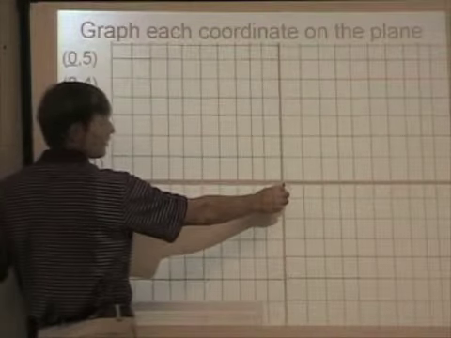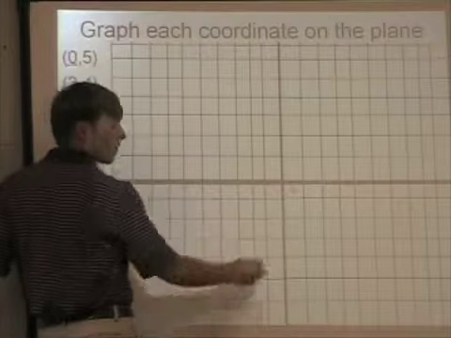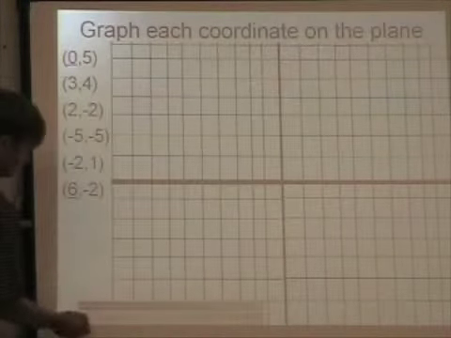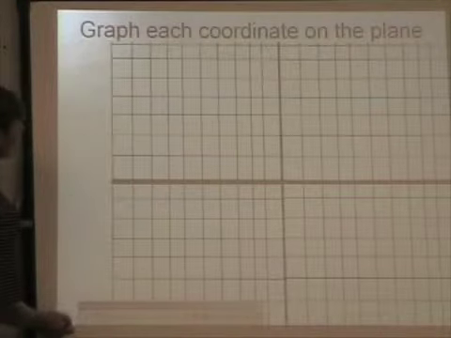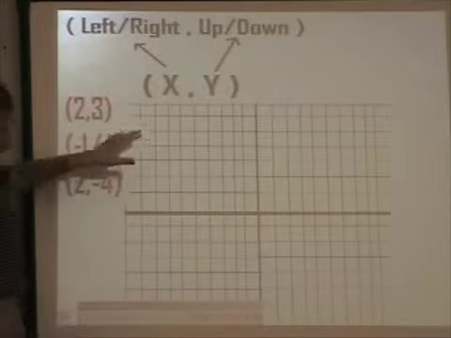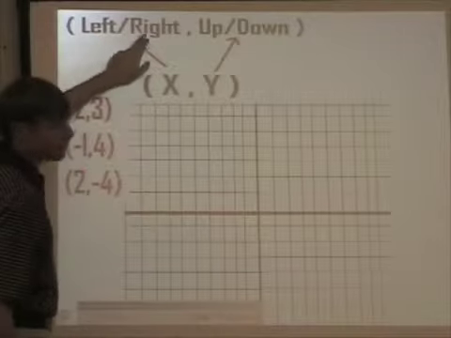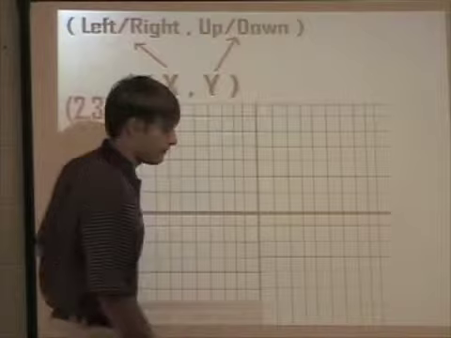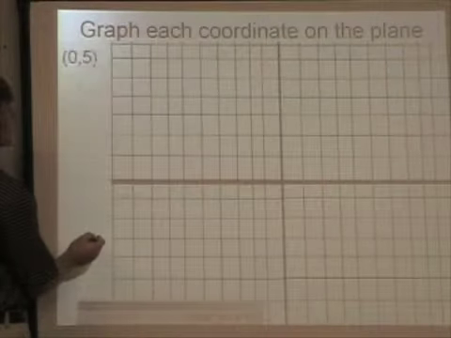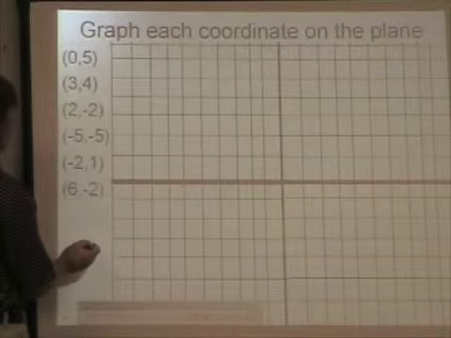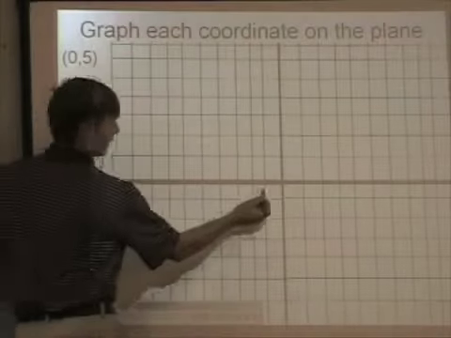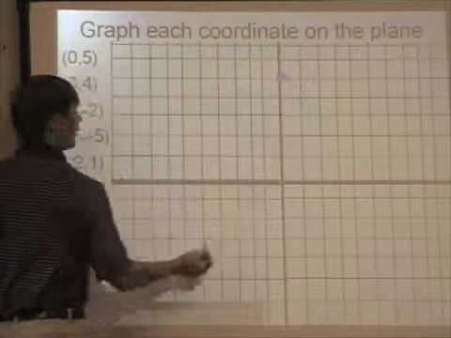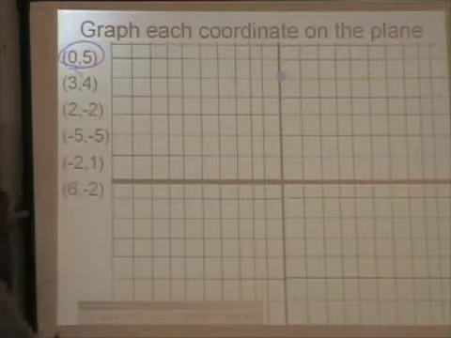And then your 5 tells you to go what? Up 5. You remember that slide earlier? Let me show you real quick. What does it say for the first number? Left and right. The second, the y? Up and down. So we want to go up or down? Okay, we want to go up how many? 1, 2, 3, 4, 5. Okay, so that is this one.